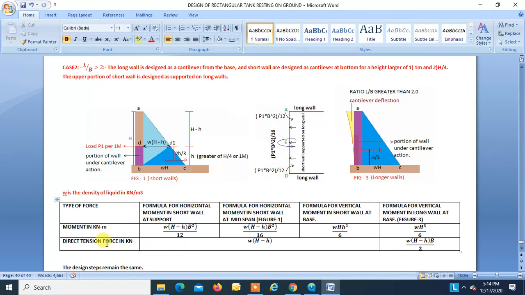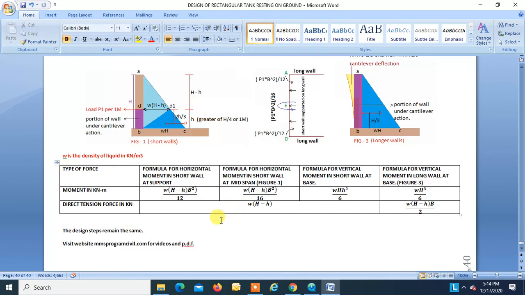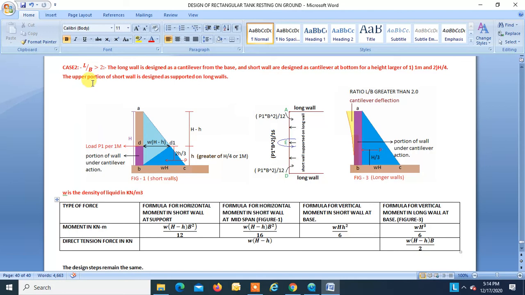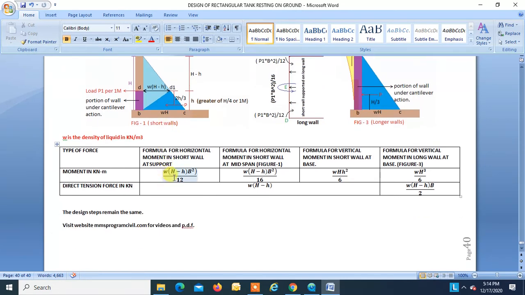Now direct tension in case of the short wall is to be taken as W into (H minus h), and in case of the long wall it is to be taken as W into (H minus h) into B divided by 2. Once you find the moments, you do the analysis using these formulas, then the design part remains the same as we just saw above. The design steps remain the same as for case 1, that is when L by B is less than 2. The design criteria does not change, only the formulas for finding the moments change.